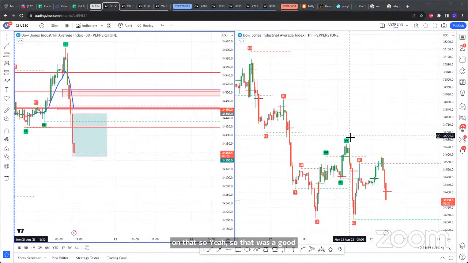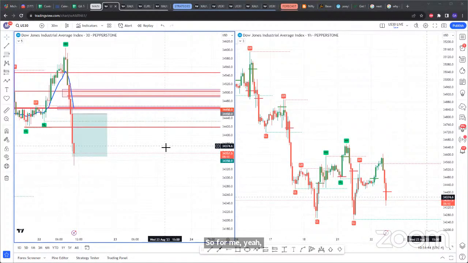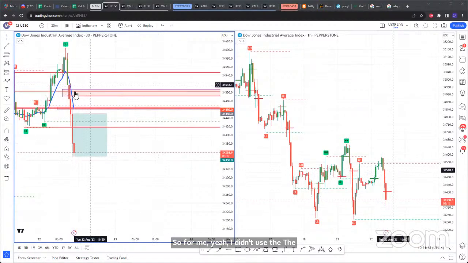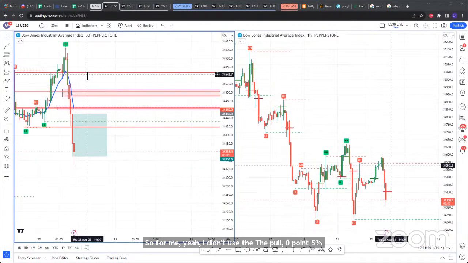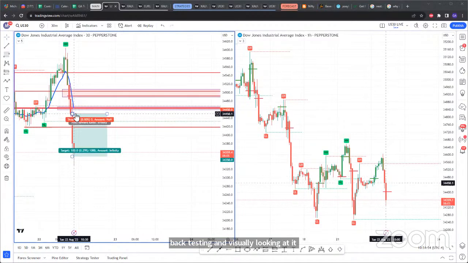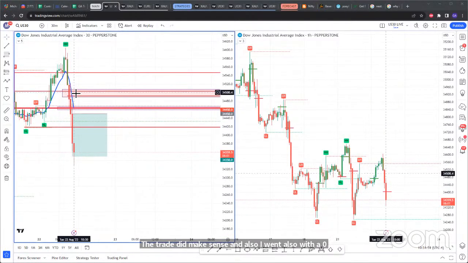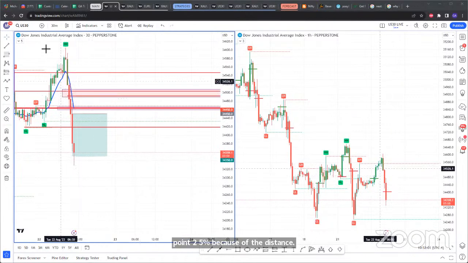So for me, I didn't use the full 0.5% ideally, because I don't trade the 30-minute, but just by back testing and visually looking at it, the trade did make sense. And I also went with 0.25% because of the distance away from the SARs that I was trading.